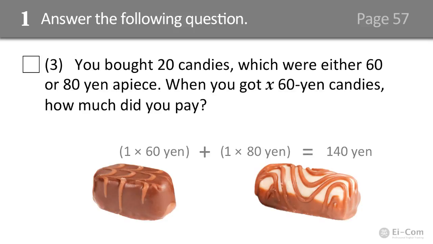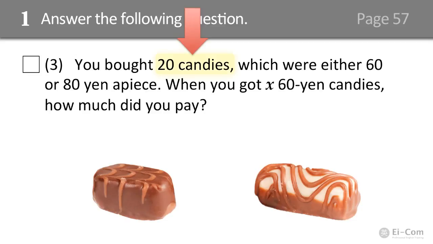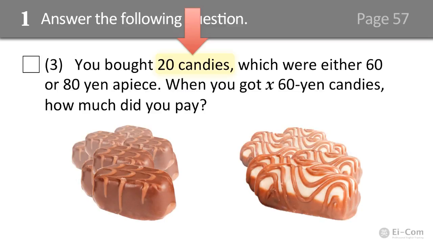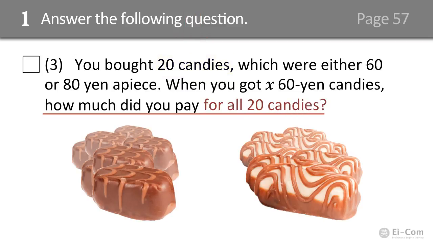But you didn't buy just one of each. The question says that you bought 20 candies. This means that you bought some number of 60 yen candies and some number of 80 yen candies. So when it asks how much did you pay, it means how much did you pay for all 20 candies.